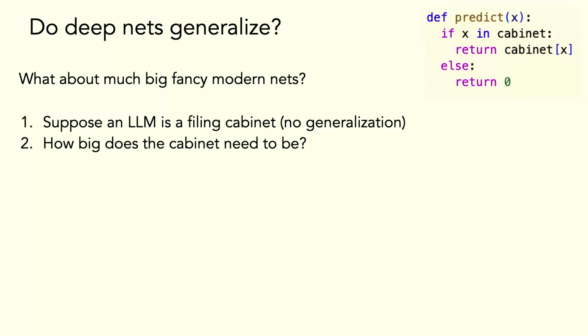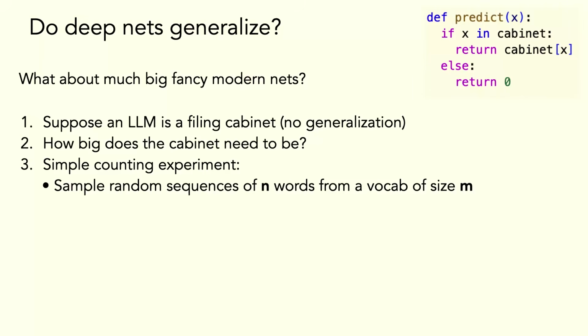Okay, so remember our model of the filing cabinet is just we return 0 if we have a data point that we've never seen before. Okay, so here's just a simple counting experiment. I think you can make more sophisticated versions of this, but I found it fun.